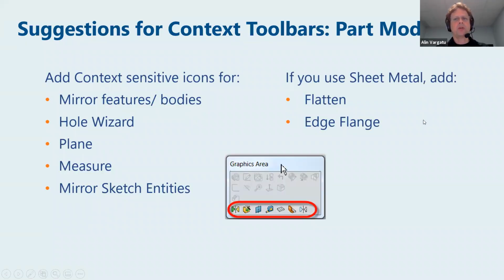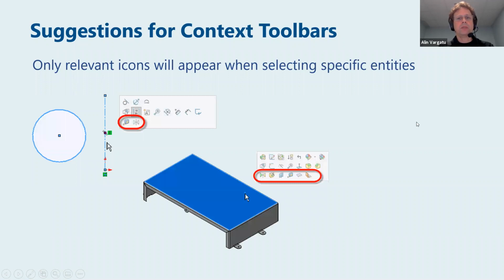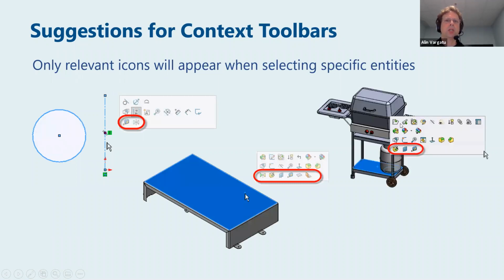Okay, so a couple of things about sheet metal. I know that quite a few of you are using sheet metal. So one cool thing about the context toolbar, even if you put a lot of icons in there, don't be afraid. Not all of them are going to be available. If you are in sketch mode, you're not going to see flatten. You're not going to see Hole Wizard. You're just going to see tools that can be used in sketch mode. Or if you are in assembly mode, you're not going to see the tools used in sketch mode or in part mode. So actually, the name says it all, right? It's a context toolbar.